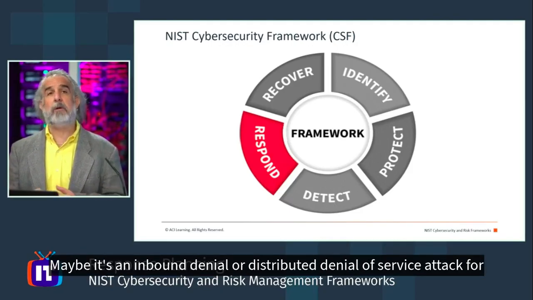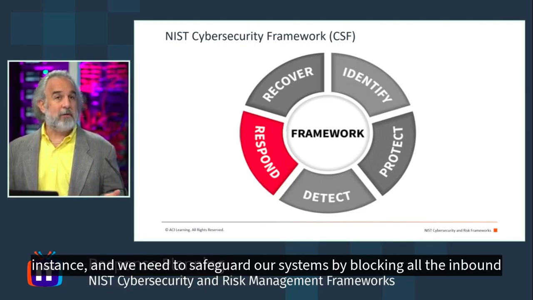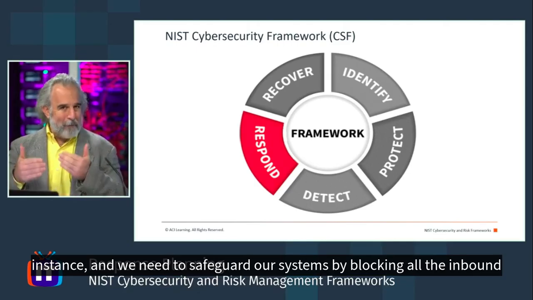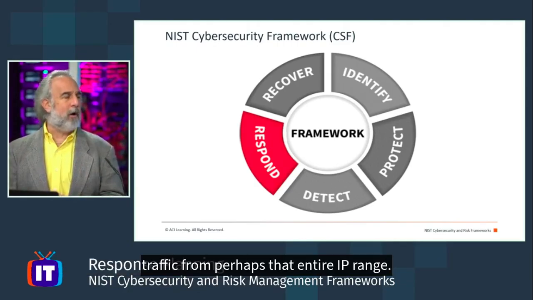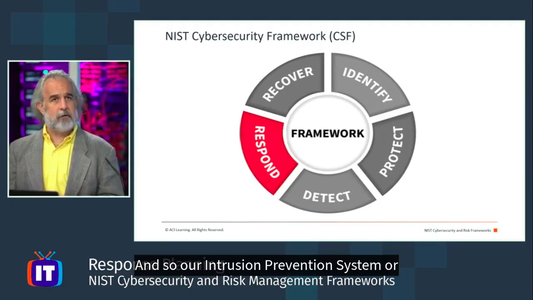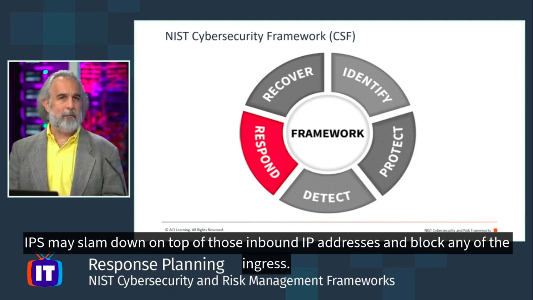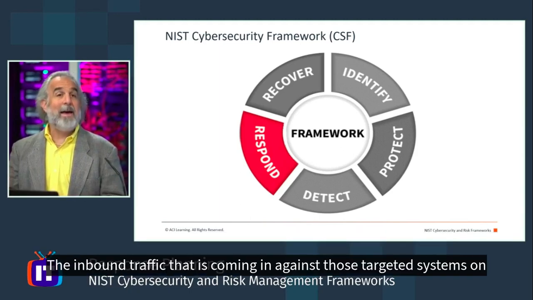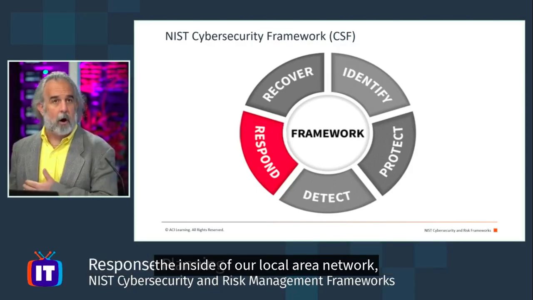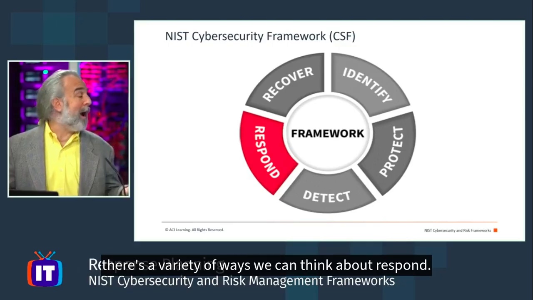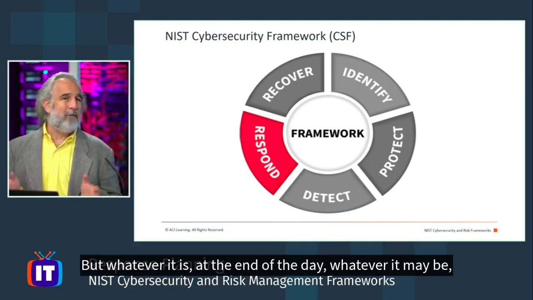Maybe it's an inbound denial or distributed denial of service attack, for instance, and we need to safeguard our systems by blocking all the inbound traffic from perhaps that entire IP range. And so our intrusion prevention system, our IPS, may slam down on top of those inbound IP addresses and block any of the ingress, the inbound traffic that is coming in against those targeted systems on the inside of our local area network.